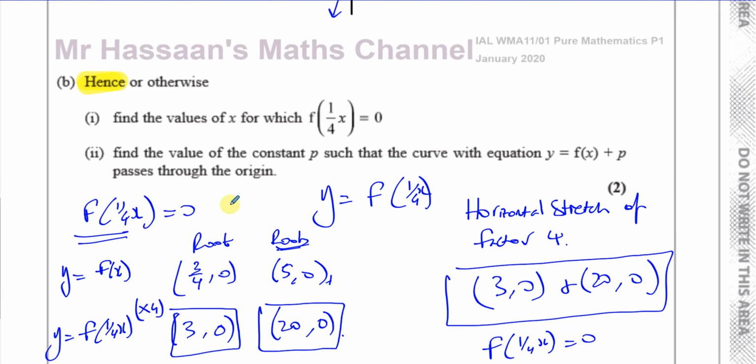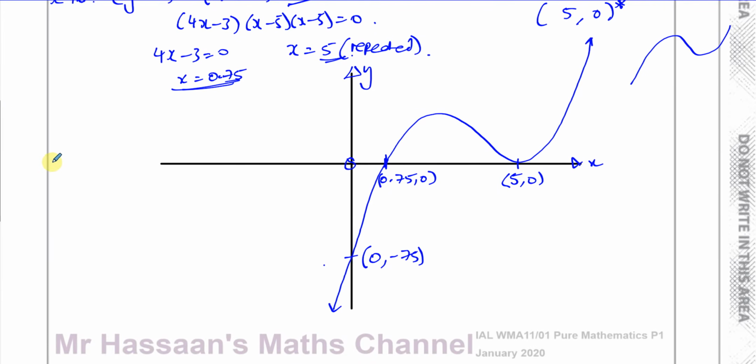And then it says find the value of the constant p such that the curve with the equation y equals f of x plus p passes through the origin. So I'm going to show you that up here, because I'll just do this up here, part 2, because you can see the curve here. Basically, it's saying y equals f of x plus p passes through the origin.